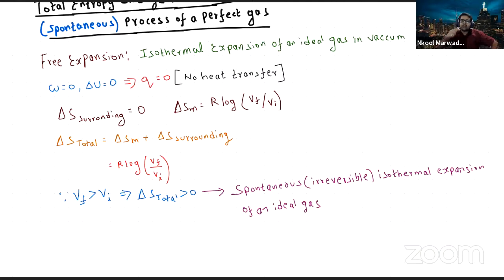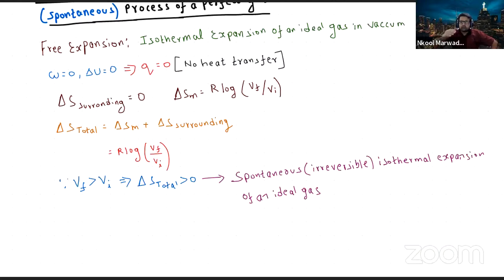But in the opposite direction, it will not work. In the opposite direction, entropy will not increase, and hence it is irreversible. Once the gas has expanded on its own, it will not contract. We have to apply external force for the contraction. On its own, it will not contract.